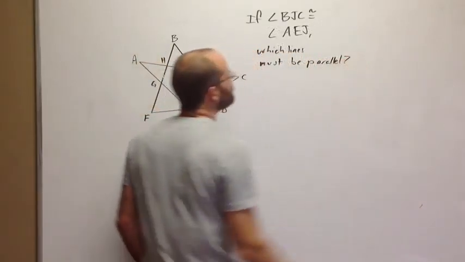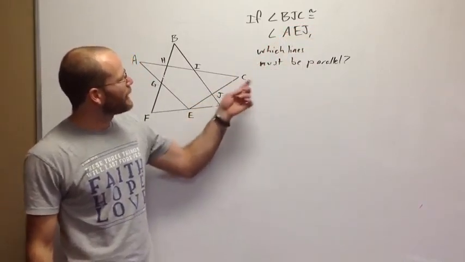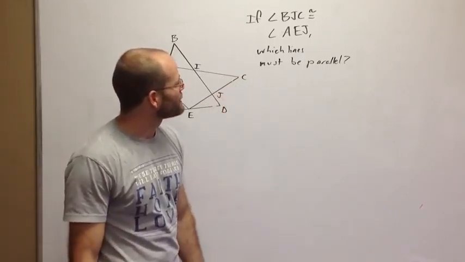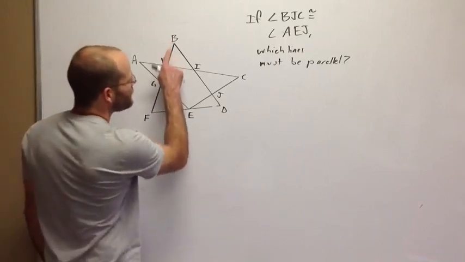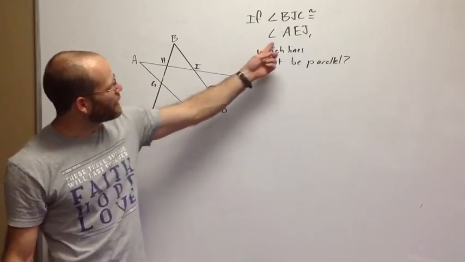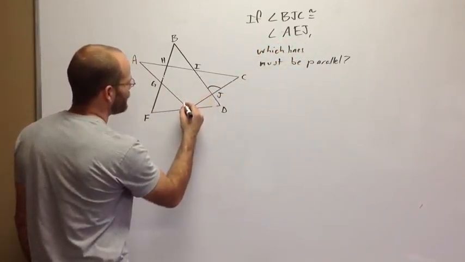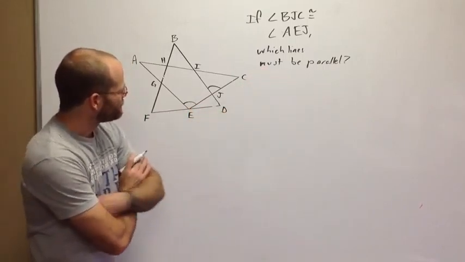Okay, similar question. If angle BJC is congruent to angle AEJ, which lines must be parallel? Again, the way that we figure this out is we first identify these angles. BJC, that's this angle. And angle AEJ, that's that angle. It says which lines must be parallel.